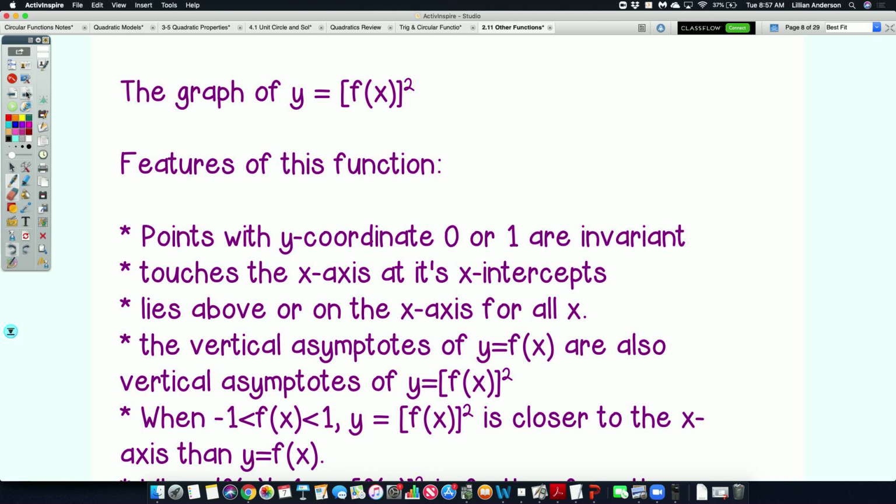And that would make sense. If you square a y value, whether it's positive or negative, it's always going to be positive, which means that those y values are going to be above the x-axis. Remember, f of x equals y. So if we square your y's, all of them are going to be above the x-axis anyway. The vertical asymptotes of any function y equals f of x are also vertical asymptotes on that function squared. So if you're given a function and it has vertical asymptotes, then that same function squared is going to have the same vertical asymptotes.